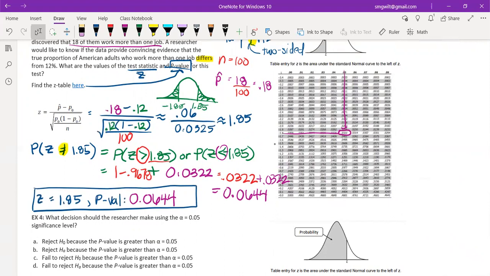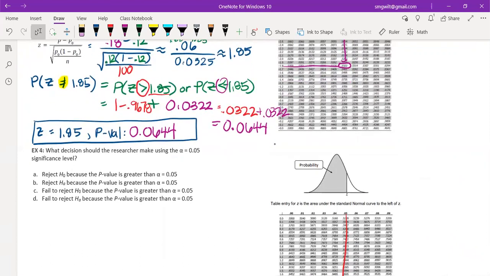So from this, we're going to then decide using the alpha equals 0.05 significance level. So remember that we're comparing our number to alpha. So our p-value is 0.0644. So we want to know, is that greater than or less than alpha? So if alpha is 0.05, because that's what they're telling us here, right? They can change that number. That comparison is that this number is greater. So notice that this tells you in all of them, the p-value is greater, is greater, is greater.